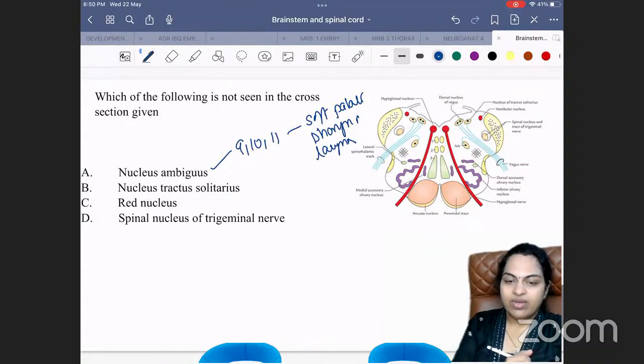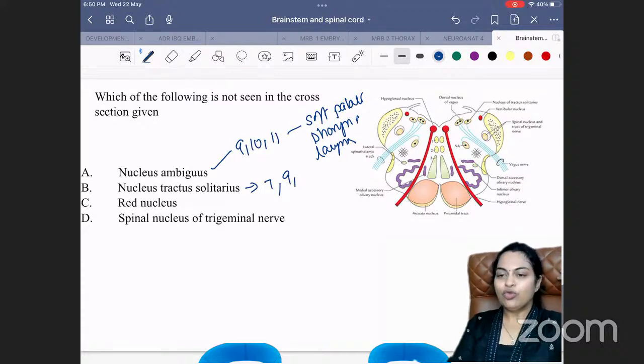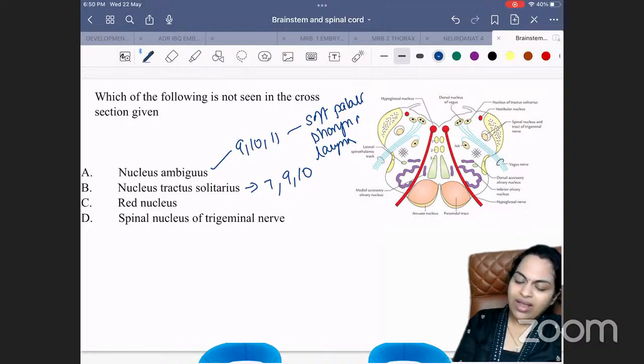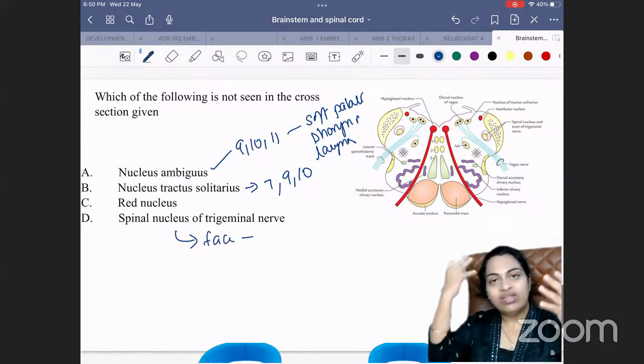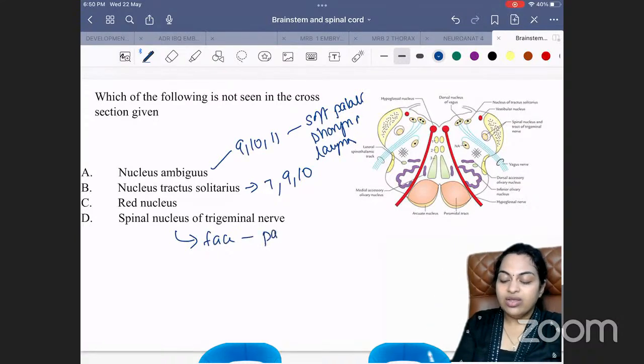What do you know about nucleus tractus solitarius? Taste sensation. It receives the taste sensation. Taste sensation from the fungiform papillae, anterior two-thirds of the tongue, is the seventh nerve. Taste sensation from the circumvallate papillae is the ninth nerve. And taste sensation from the posteriormost part of the tongue in the region of the vallecula is the 10th nerve. Spinal nucleus of trigeminal nerve. The trigeminal nerve innervates the skin of the face, and the spinal nucleus receives pain and temperature.